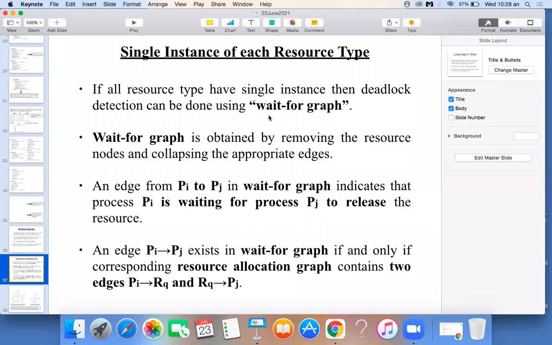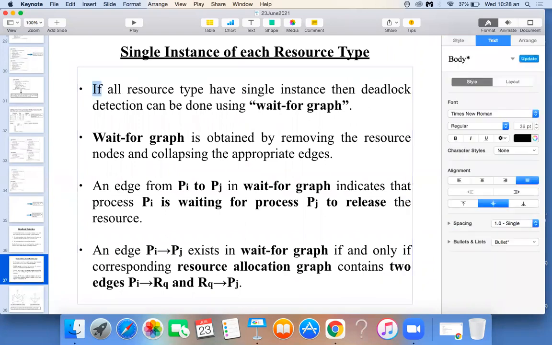Here we are going to use a graph called the wait-for graph. It is similar to your resource allocation graph. Can anybody tell what is the use of the resource allocation graph? Please unmute yourself and tell. What is a resource allocation graph?